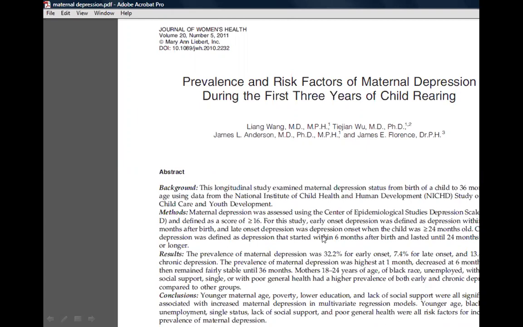Okay, so what they looked at is all the cases of maternal depression. And they looked at it on a time scale, right? But it wasn't new cases versus old, it was just all the cases. And that's kind of the point I want to make.